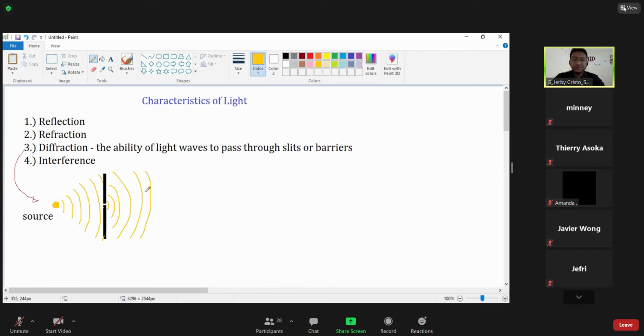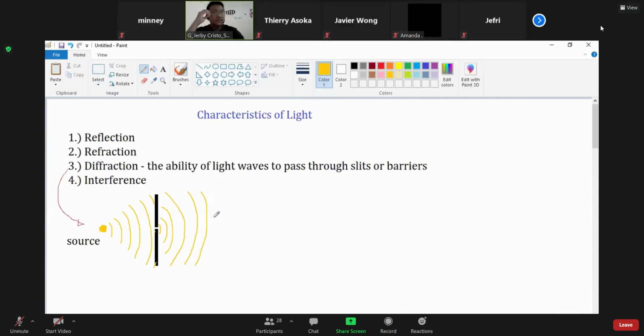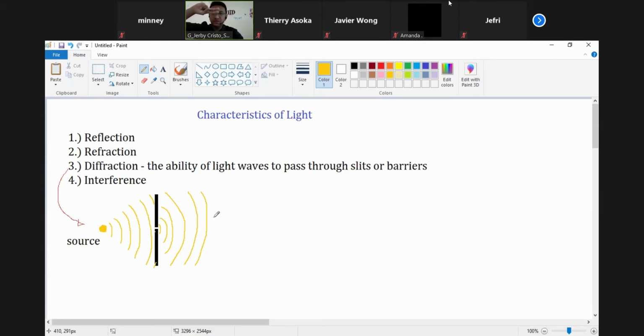You can see the effect of diffraction when you do this to your finger. Try to have your fingers slightly apart. They must be very close, but not exactly touching.